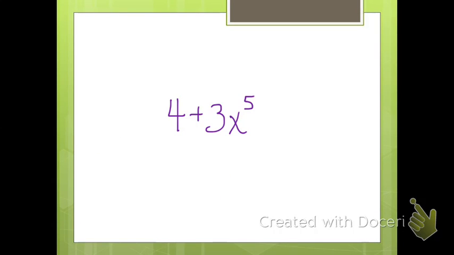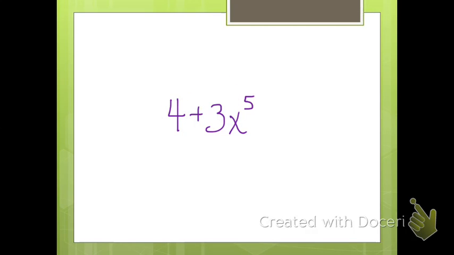All right, let's talk about this expression in x right here. Let's start off by saying, is it linear or not linear? So hopefully you'll notice that because the variable is raised to the 5th power, this is not going to be a linear expression. This is going to be nonlinear.